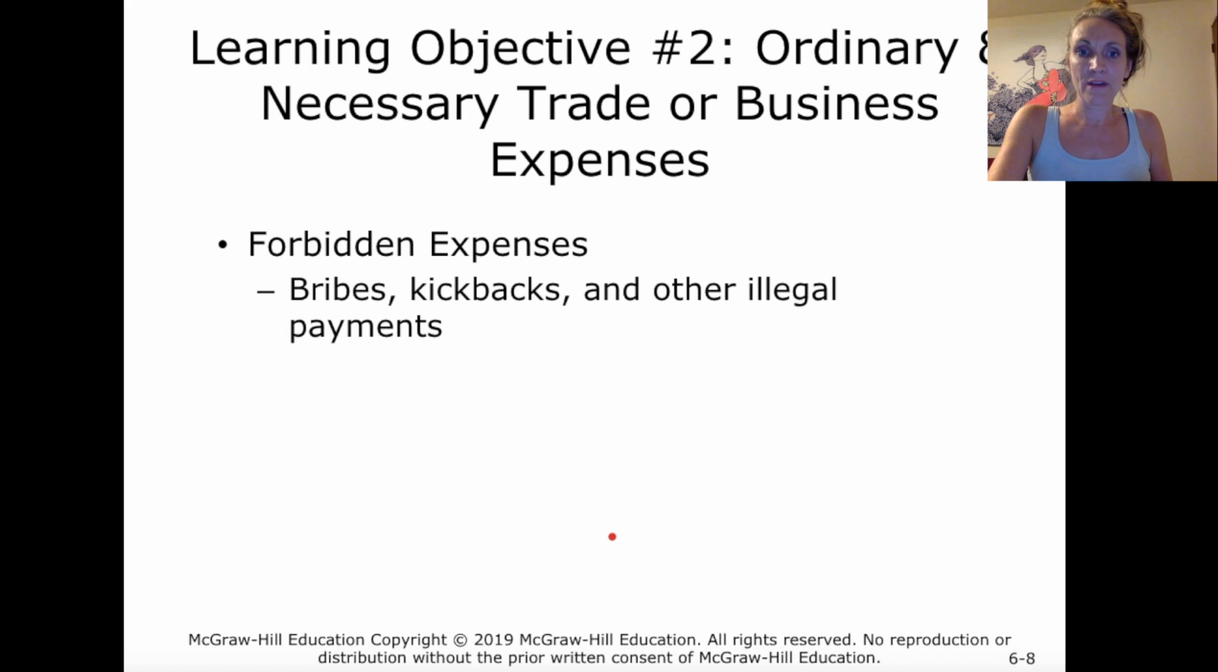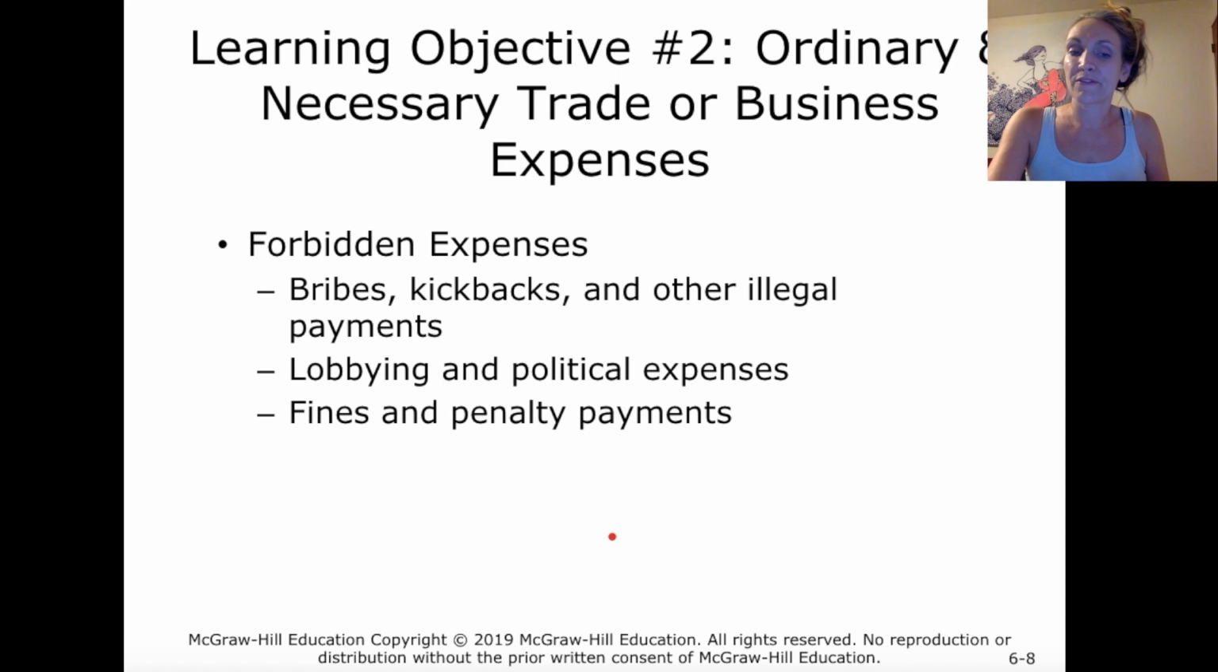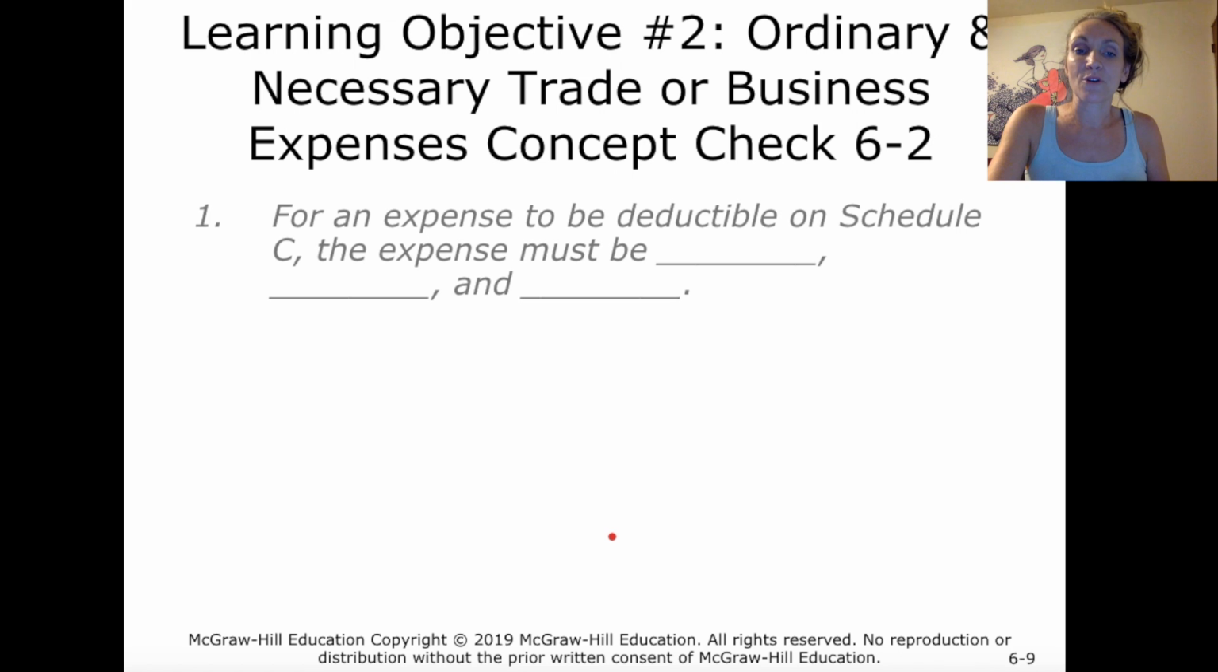Forbidden expenses. You cannot deduct bribes, kickbacks, or illegal payments. You have to still report illegal income, but you can't deduct illegal payments. Lobbying, political expenses, although I feel like it happens a lot, fines and penalties. So if you have a tax late fee, that's not deductible, but your state taxes would be, but a state fine would not be. Not deductible, even if ordinary, necessary, and reasonable, of course.